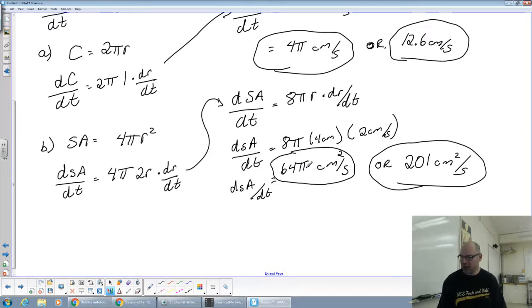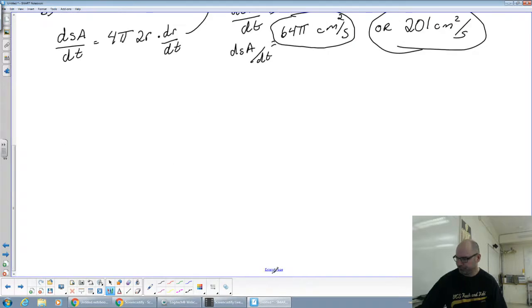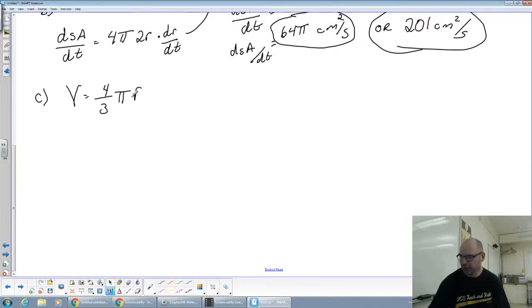Okay, the volume one is the exact same thing, except now we're going to be dealing with the volume formula rather than the surface area or circumference formula. So we'll extend our page here. Okay, so in C, we're going to be using the volume formula. Volume of the sphere is 4/3 pi r cubed. Okay, so that has the r in there.